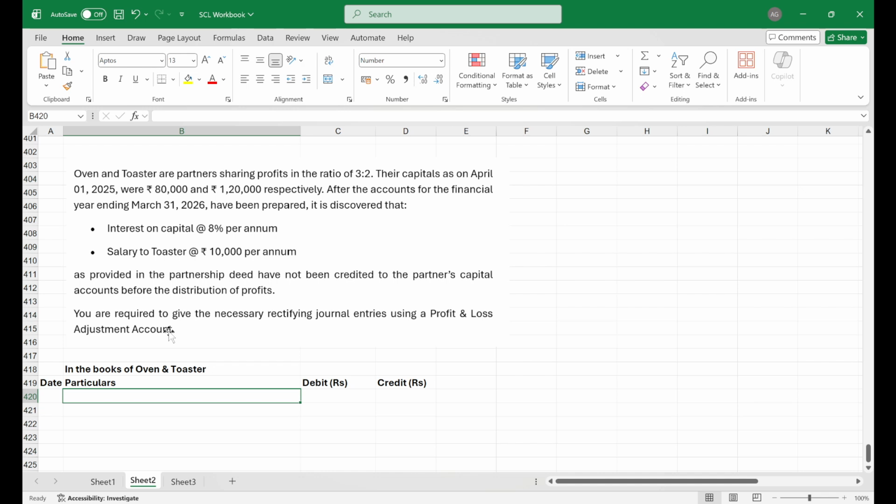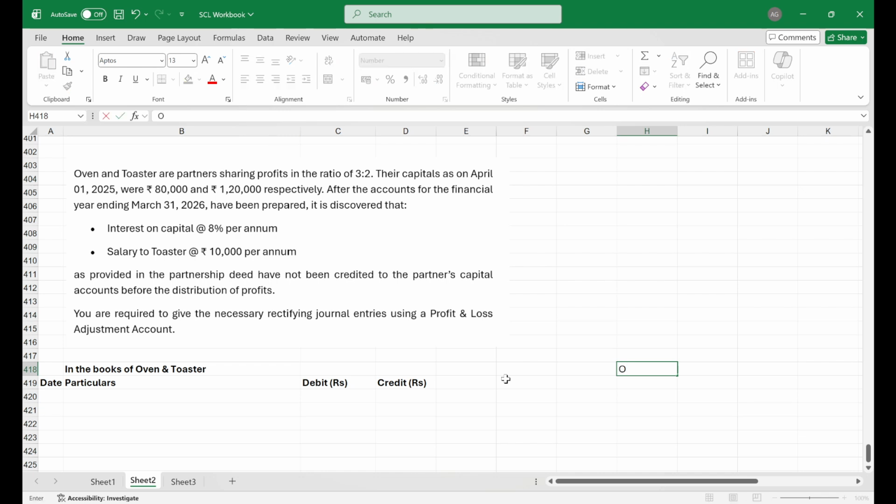So be clear that they have not asked to pass one final rectification entry. It is a past adjustment question, but they have asked you to give multiple rectifying journal entries using a P&L adjustment account. Therefore, for each and every correction, we have to write a separate entry. Okay. So let us see the first error. Interest on capital should have been given but has not been given.